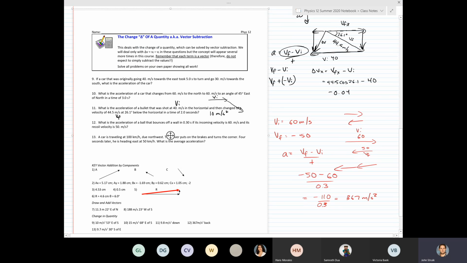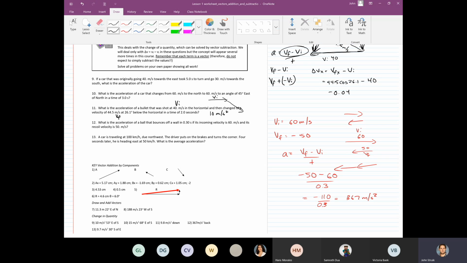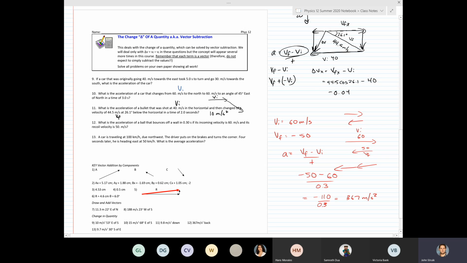So for number 10, what is the acceleration of a car that changes from 60 meters per second to the north? So that's the VI. Let me change colors because black was yesterday. So this is your VI, and then it changes to 60 meters per second, 45 degrees east of north. So that's your VF. So again, a is VF minus VI.